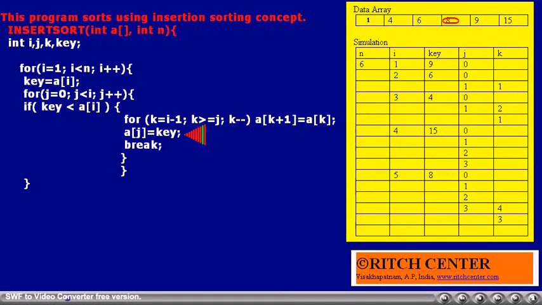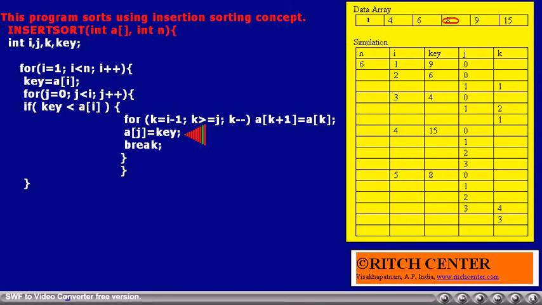Now the statement a of j is equal to key is executed. Thus 8 will be stored in a of j, that is a of 3. Now all the elements 1, 4, 6, 8, 9, 15, they are in the ascending order.